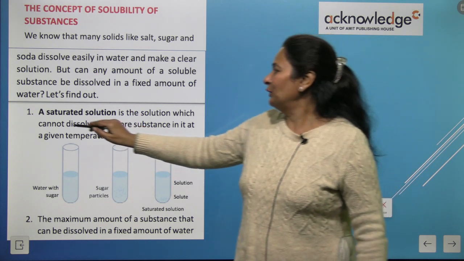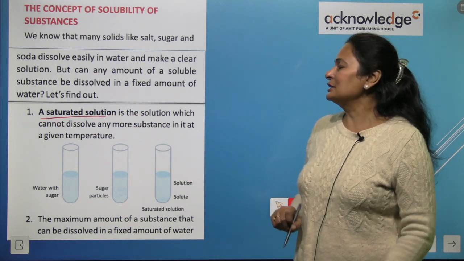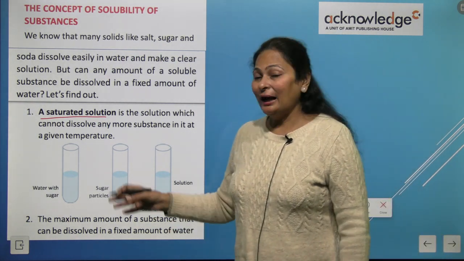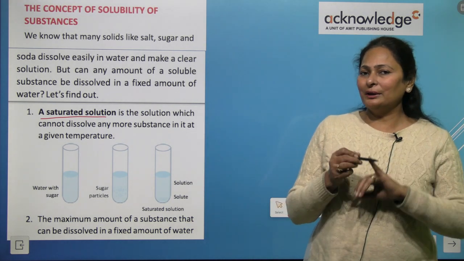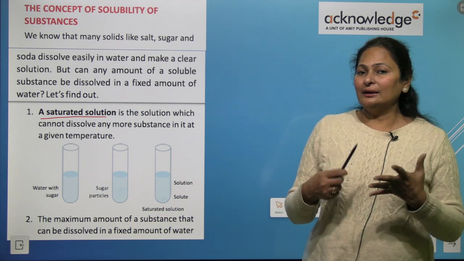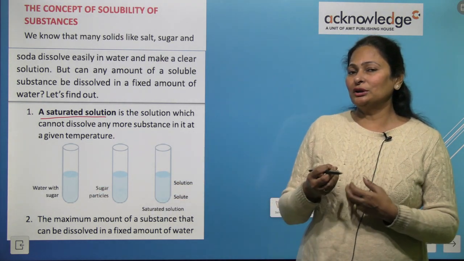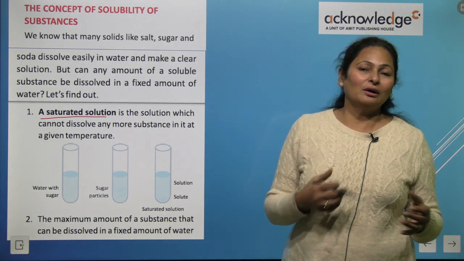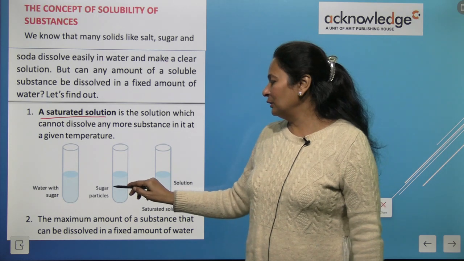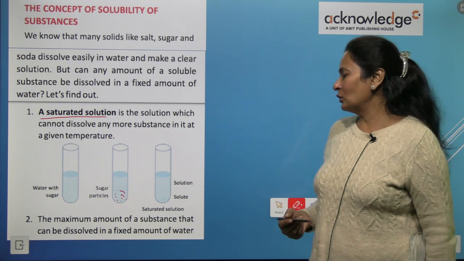Let's see a saturated solution. This is the solution which cannot dissolve any more substance at the given temperature. Temperature plays a role here. If you heat the water with this sugar and keep putting more sugar into it, it gets dissolved, but at a certain level it won't dissolve. You will see the sugar particles left behind. It is not getting dissolved, right?